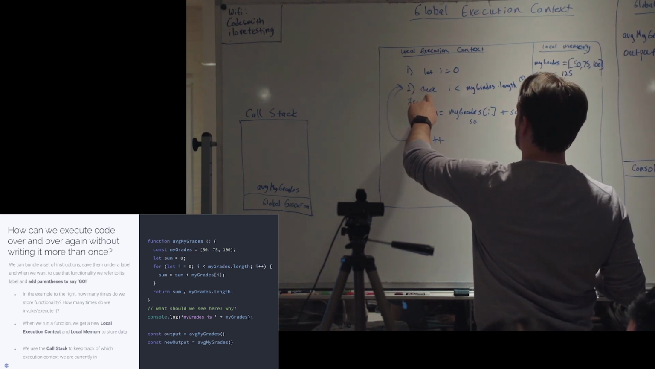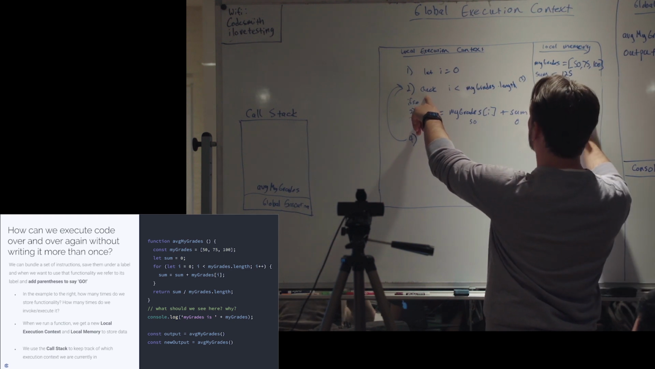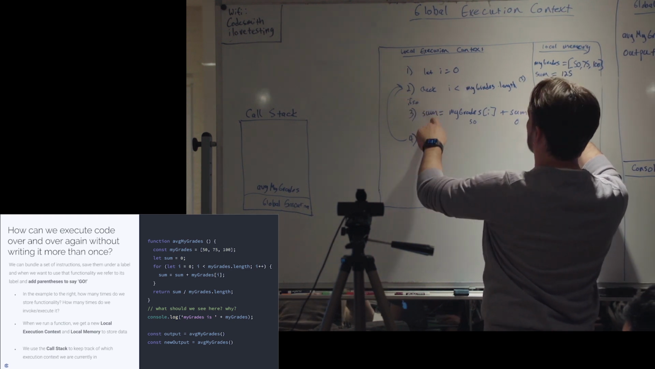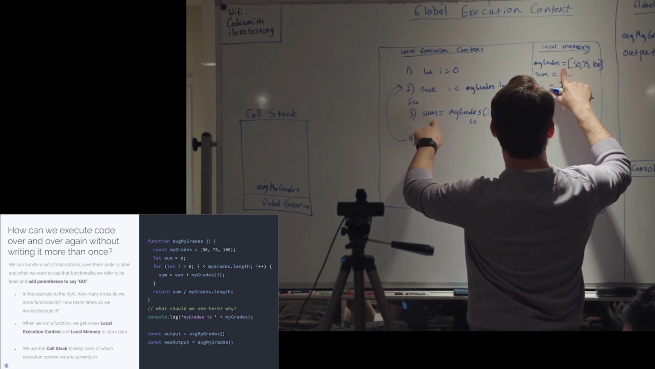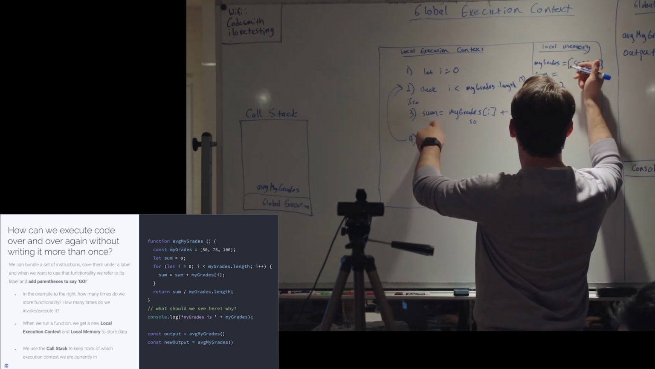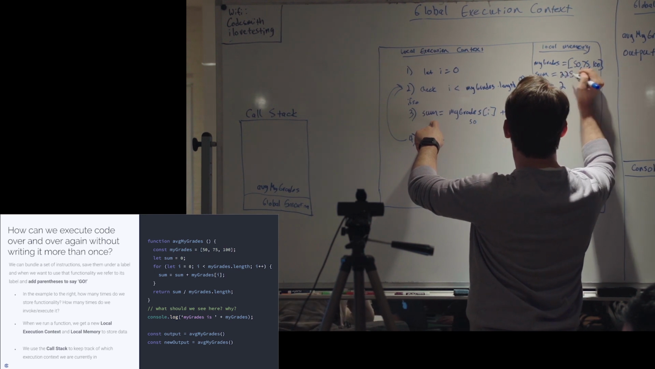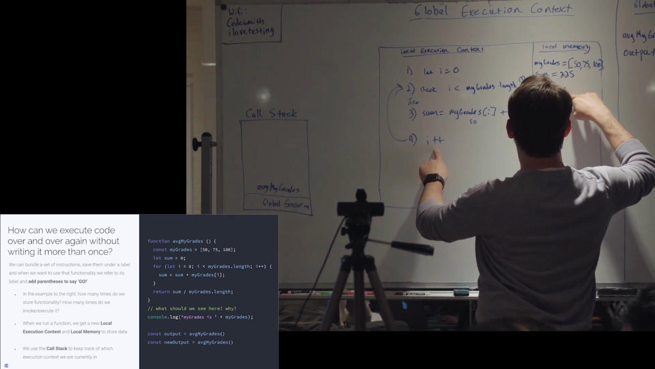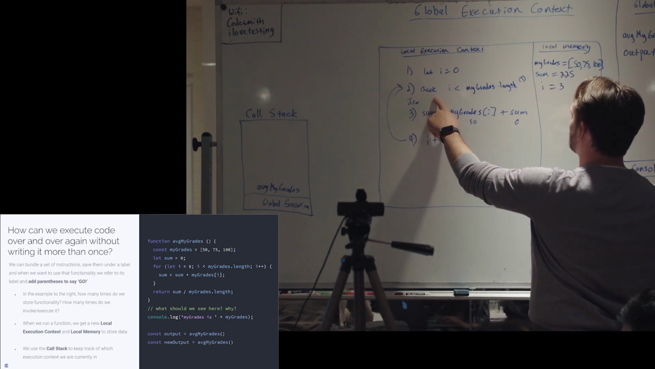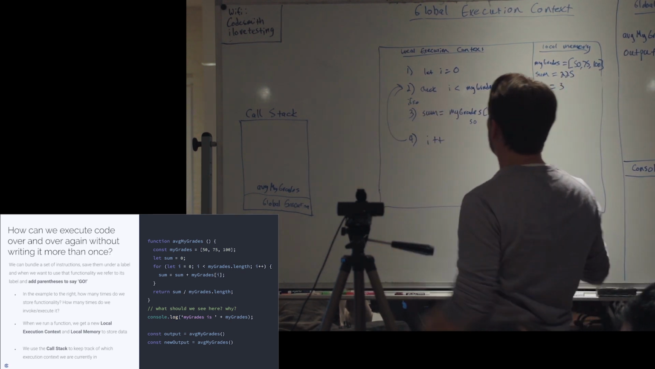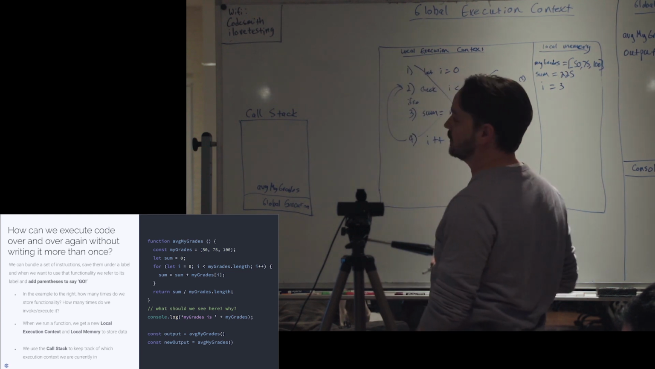We loop back up here. We check, is 2 less than 3? Yes, it is. So we go back down again. So now we say sum is 125 plus 100. We go here, we change i to 3. We go back up here, is 3 less than 3? No. So we're done. So basically that ends our loop.